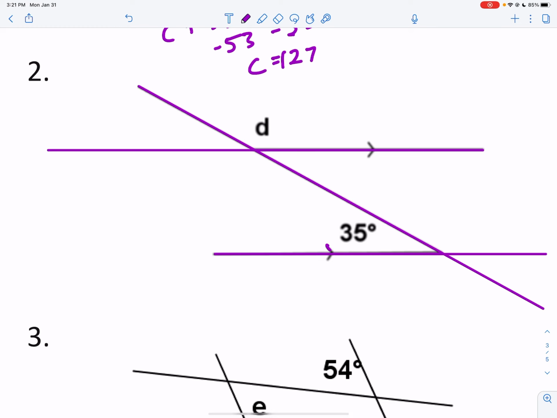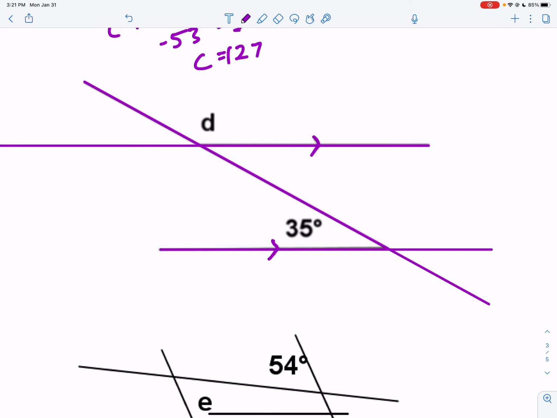So we know that these two are parallel, so we get to use that. I can find out a lot of different things. If I want to find out D, I need to figure out what this is, and I can't really do that until I've figured out some more information.